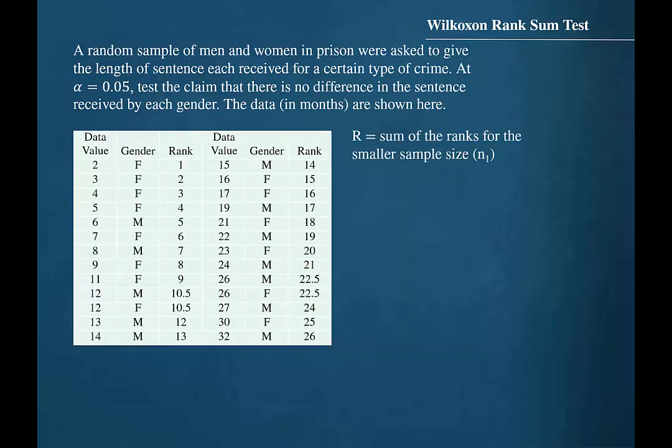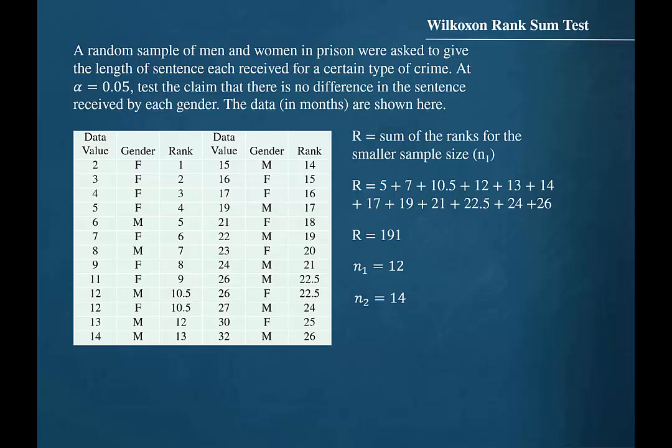Now assign an uppercase R to the sum of the ranks for the smaller sample size, which we will call n sub 1. Since the males had a smaller sample size, we will calculate R from the rankings associated with the males. This total ranking is 191. n sub 1, which represents the smaller sample size, is 12. n sub 2, which is the larger sample size, in this case the number of females in the sample, is 14.